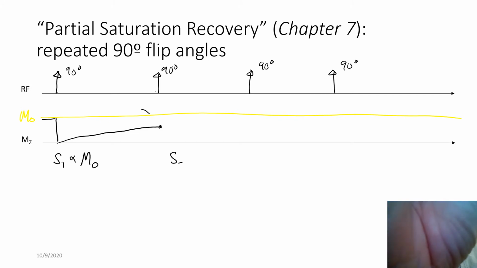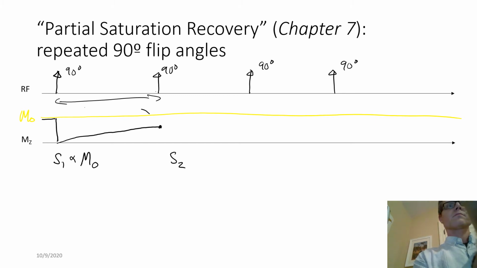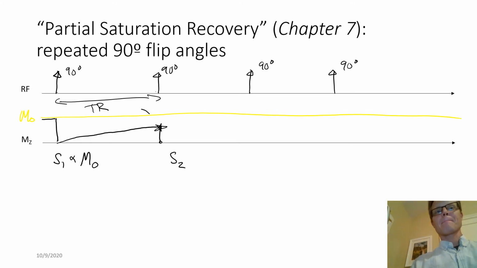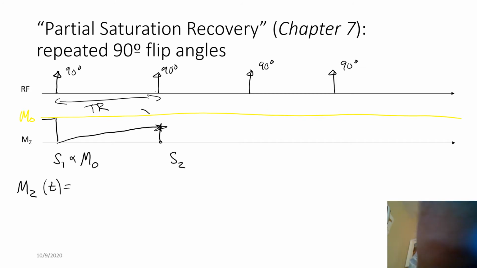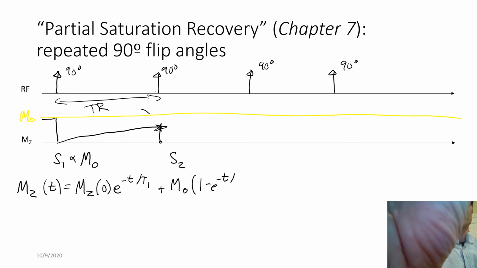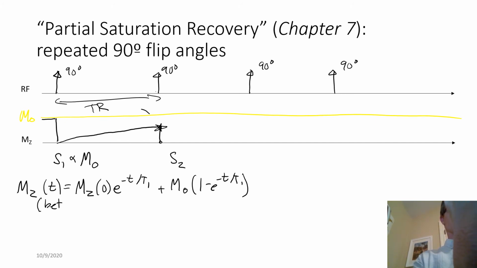But in this case, let's figure out what's in our second TR here. What is our signal going to be proportional to? So we apply this 90-degree tip, and basically we want to know what is this value up here. So we're going to use our equation for T1 relaxation, which is going to be Mz at time 0 e to the minus t over T1 plus M naught times 1 minus e to the minus t over T1. And recall this applies, you can use this between RF pulses.